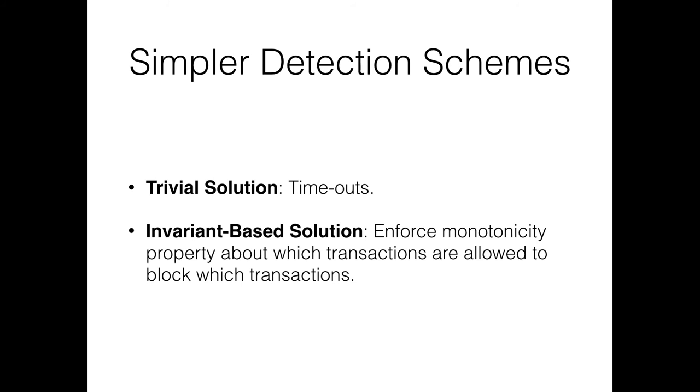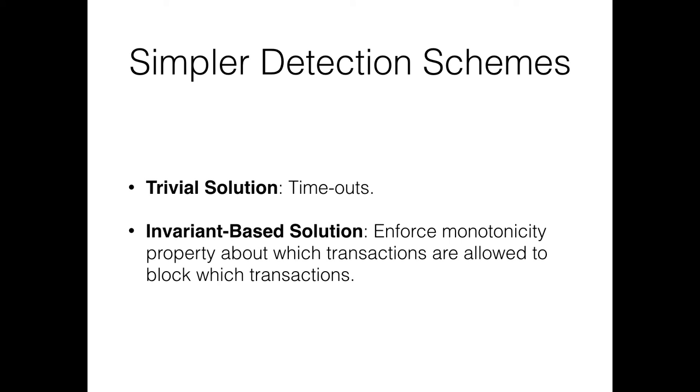Now, one trivial approach that we could take is simply to have timeouts. If the lock is sitting there for more than some period of time, kill the process. This is definitely going to create false positives because you're not guaranteed to ever actually time out. And depending on what kind of timeout you pick, if it's too low, then you'll end up killing too many transactions, and if it's too high, you'll end up waiting a huge period of time before you actually get to detect the deadlock.